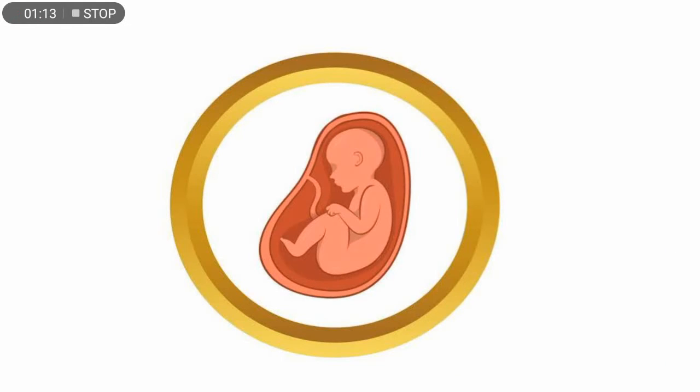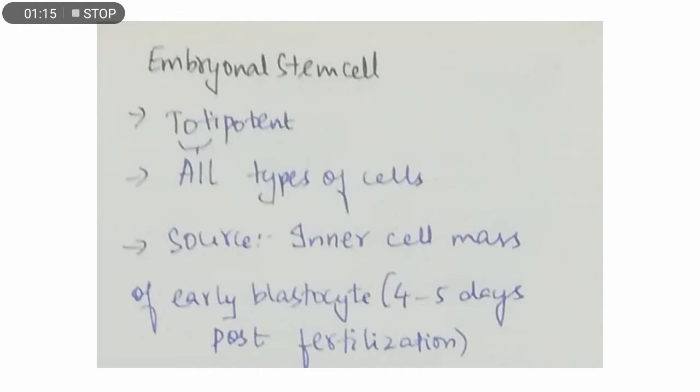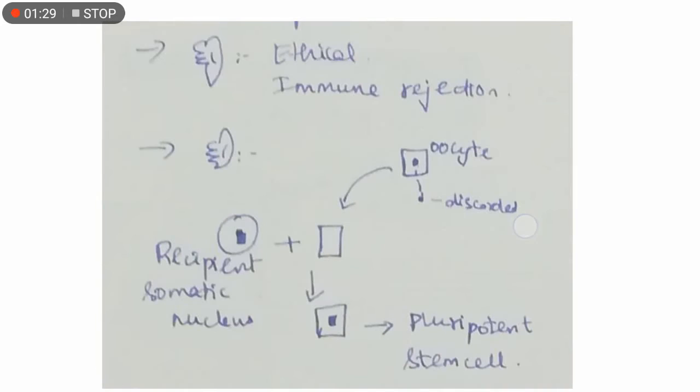And let's move on to the other one, which is the embryonic stem cell, which is totipotent, meaning embryonal, fetal, and the entire adult cells are also going to be formed from this, meaning all types of cells in short. The source is the inner cell mass of the early blastocyst. Just 4 to 5 days after fertilization, we are going to take it. However, ethically, it has a really bad drawback, that ethical considerations are there.